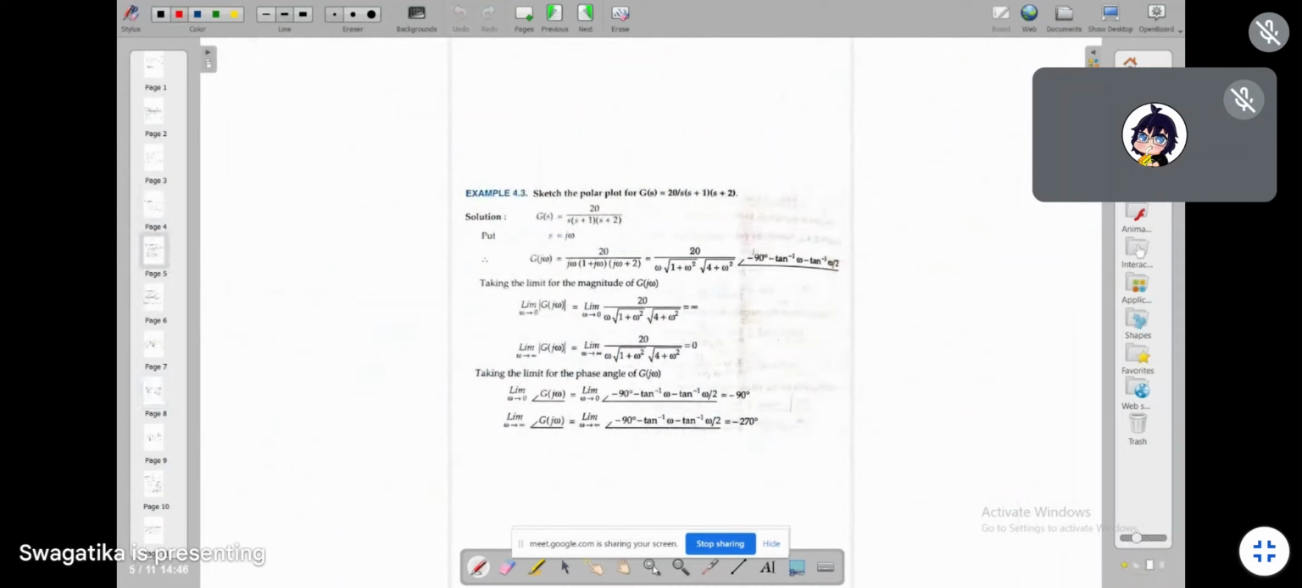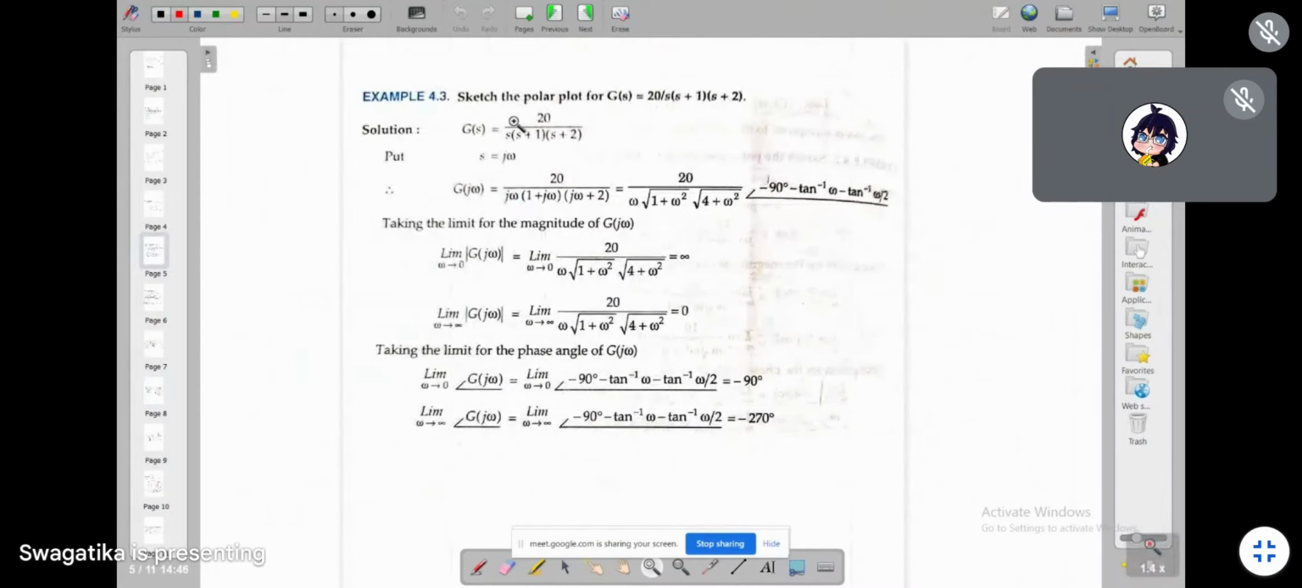So this is another example. You can see the polar plot for 20 divided by s into s plus 1 into s plus 2, right? So step number 1, put s equals j omega. Now this is G(j omega), with the magnitude and the phase. Now you have to take the magnitude. At omega equals 0, the magnitude is infinity, and at omega equals infinity, the magnitude is 0.